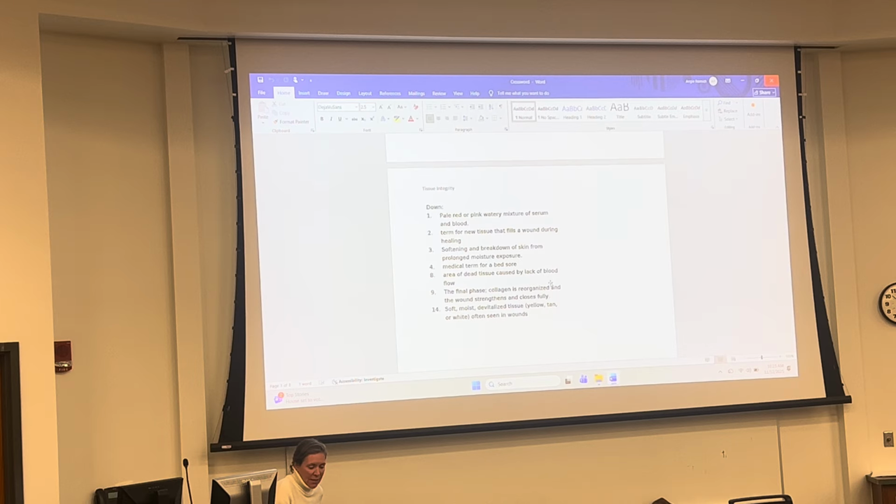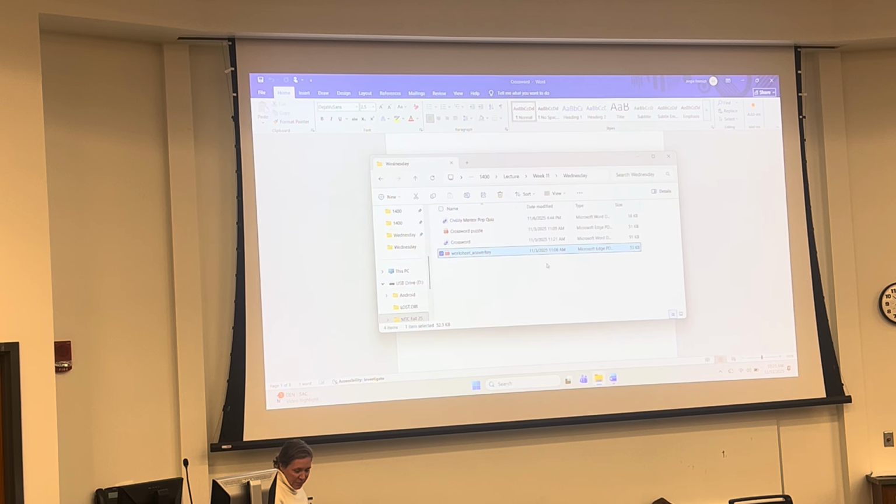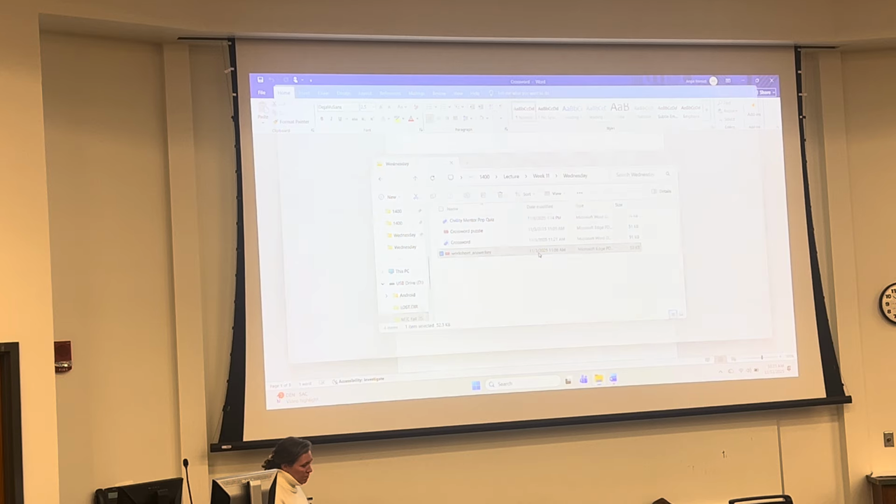All right, Taylor, the final phase of wound healing, where collagen is reorganized and the wound strengthens and closes fully. Yeah, that's the remodeling phase. So there are 3 phases of wound healing, and that final one that you want to know is the remodeling phase. It doesn't fit? I tried maturation and remodeling, and neither one of them fit. Let's see.